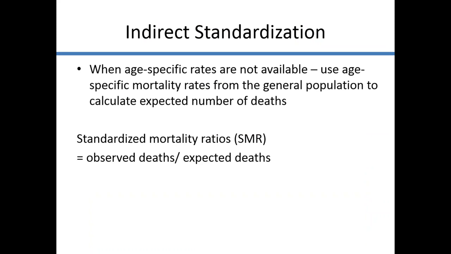Indirect standardization is less common. This is when age-specific rates are not available. You use age-specific mortality rates from the general population to calculate an expected number of deaths in your population, otherwise known as the standardized mortality ratio.